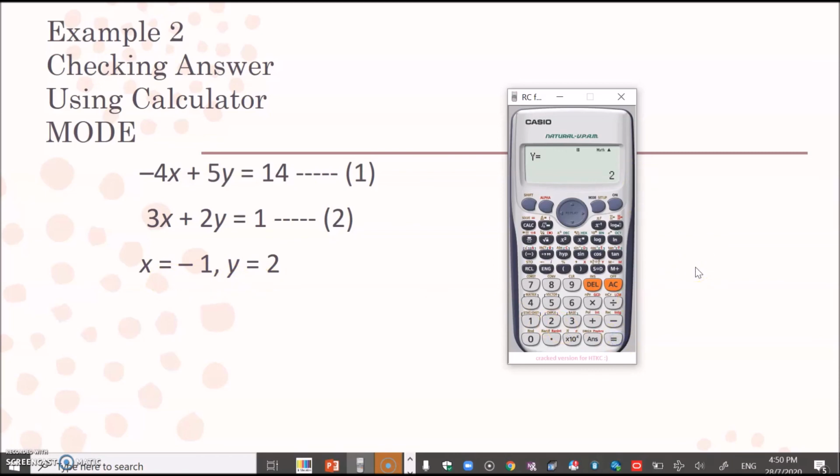So this calculator method is actually good for checking. So don't just use it as the main method. Try to use the elimination method, but you can always use this to check your answer.